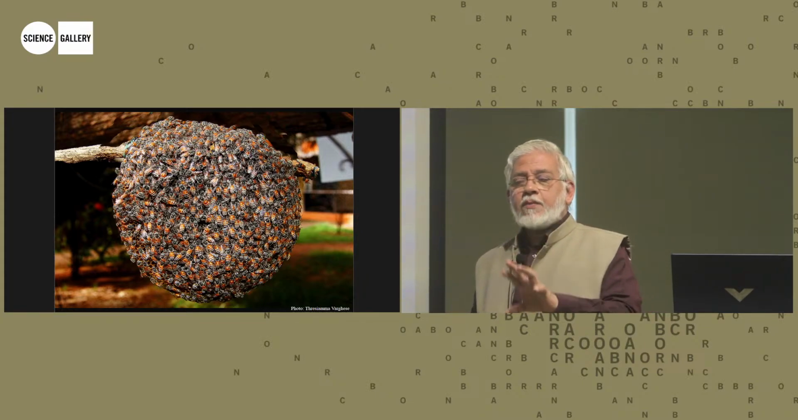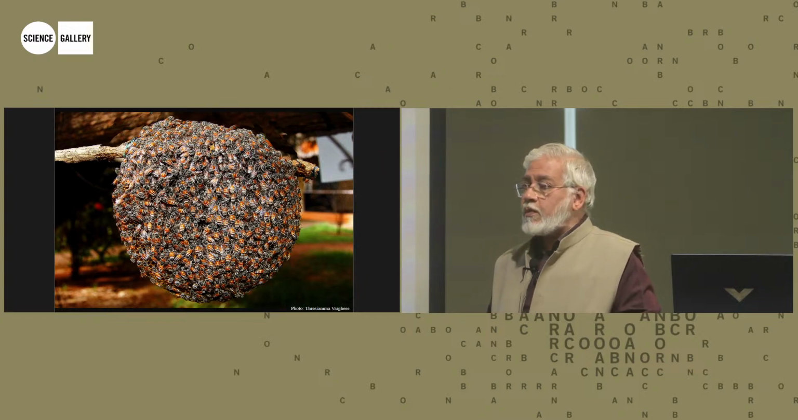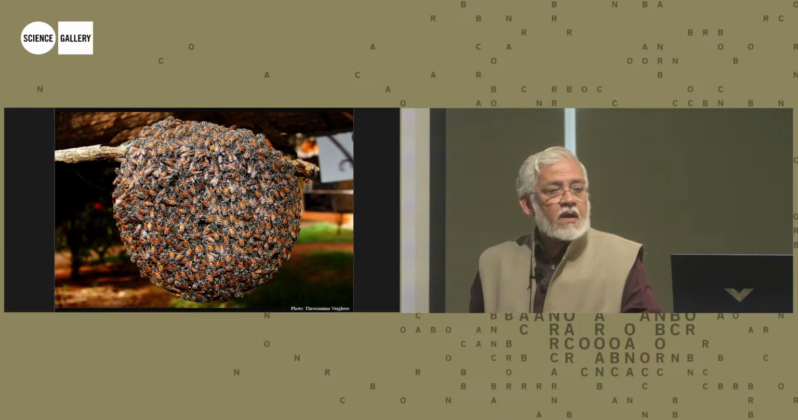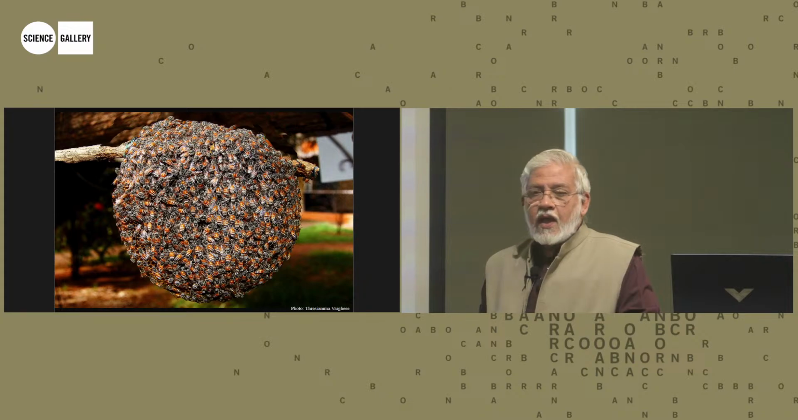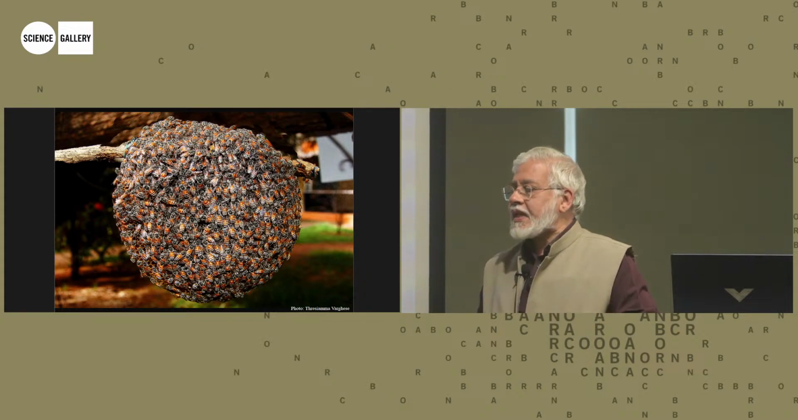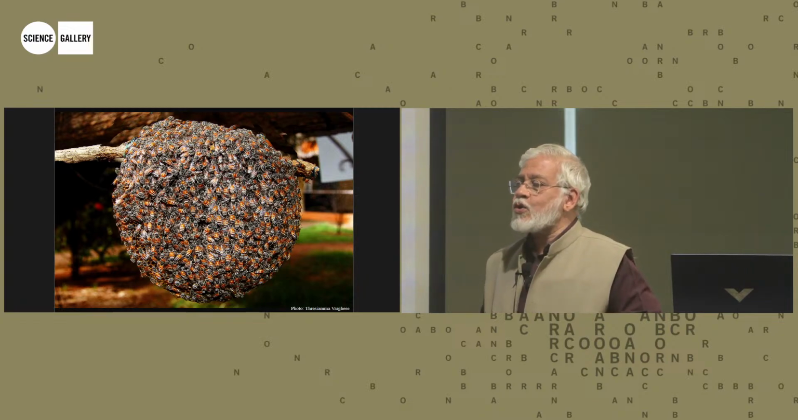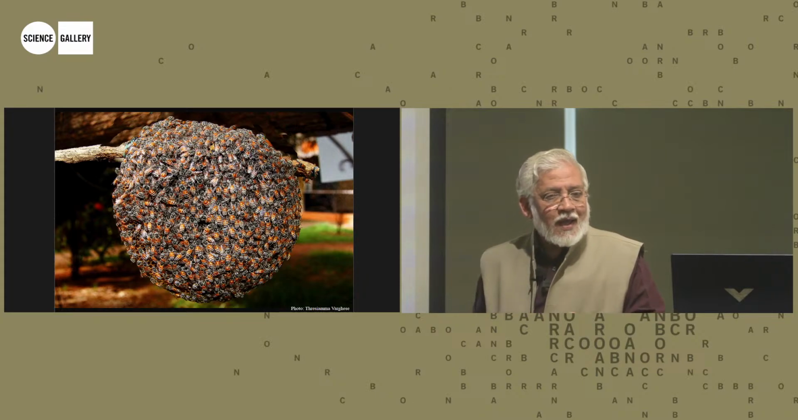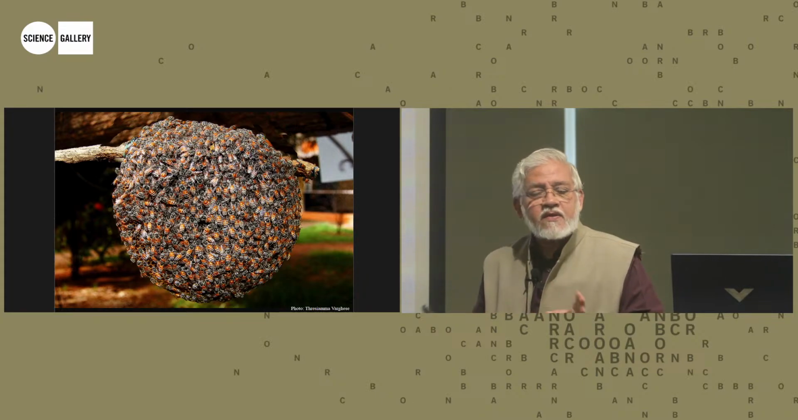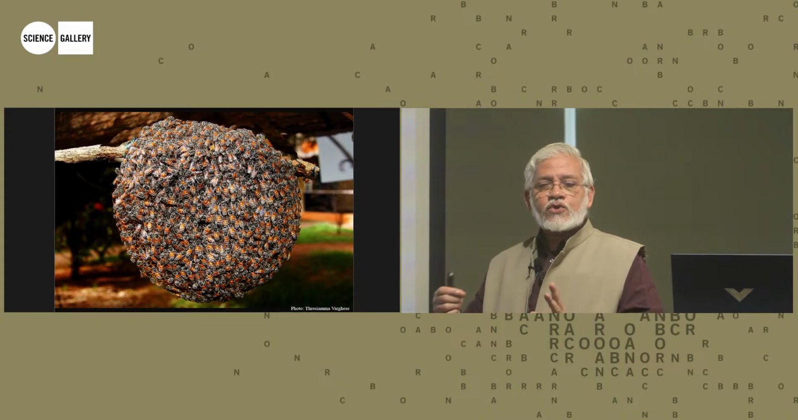From time to time, you will come across a few male bees. These male bees are called drones, and the most characteristic thing about the drones is that they are lazy. They do very little. They don't do any work, and they don't participate in domestic life, in social life.